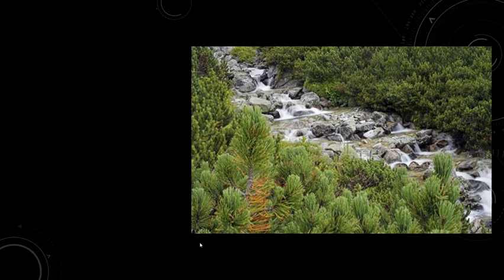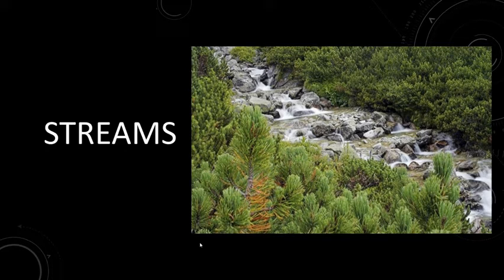This biome is characterized by its flowing water. So this would be a stream, right? Not as much flow as the river. And you can see that there's a lot more rocks and things like that. It leads to different types of animals, aquatic organisms living there.